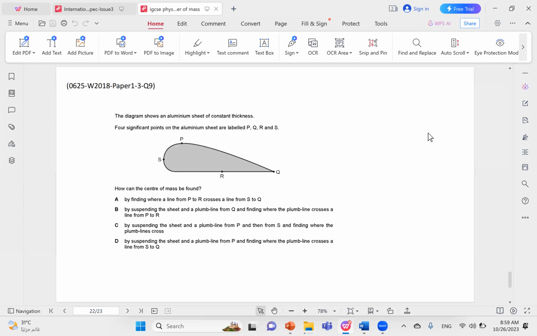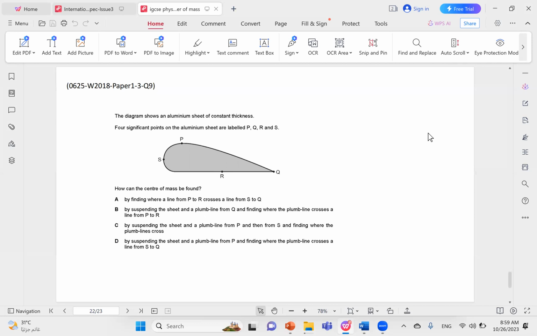The diagram shows an aluminum sheet of constant thickness. 4 significant points on the aluminum sheet are labeled P, Q, R, and S. How can the center of mass be found? So the way to find the center of mass is to pin this object at different points like P, Q, R, and S, and then draw vertically downward lines from where they are. And where they intersect is going to be where the center of mass is.